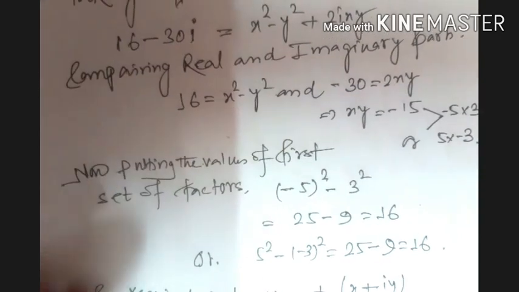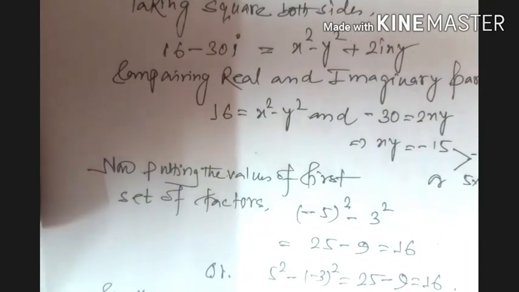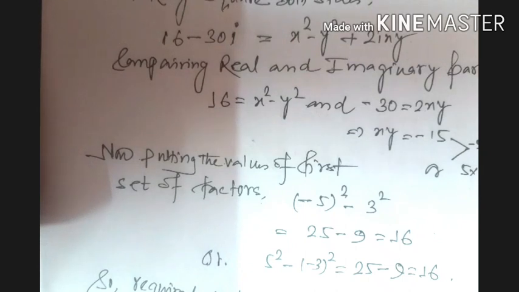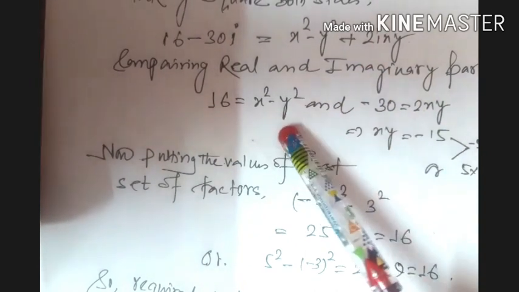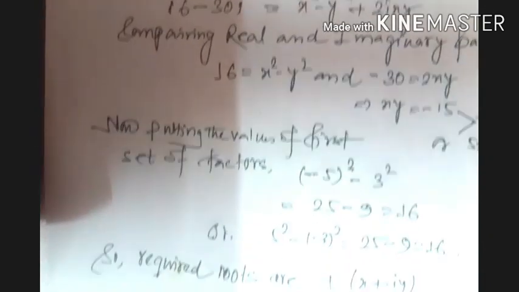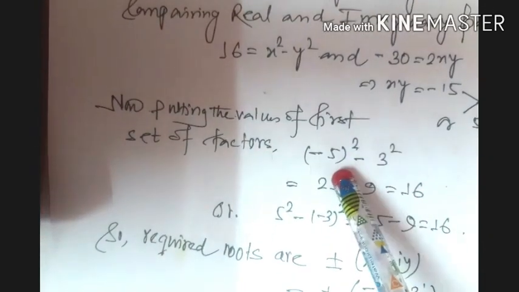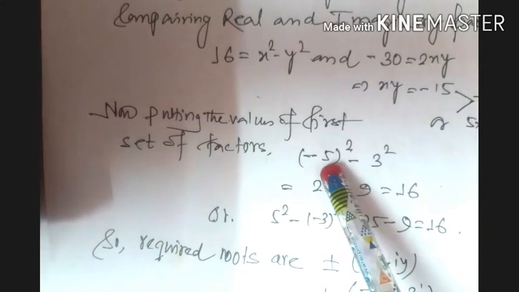So what is the rule? Between these two sets of factors we have to take individual factors and check whether these factors satisfy this equation or not. So I have taken the first set of factors, minus 5 and 3. So that is, we have put it here.